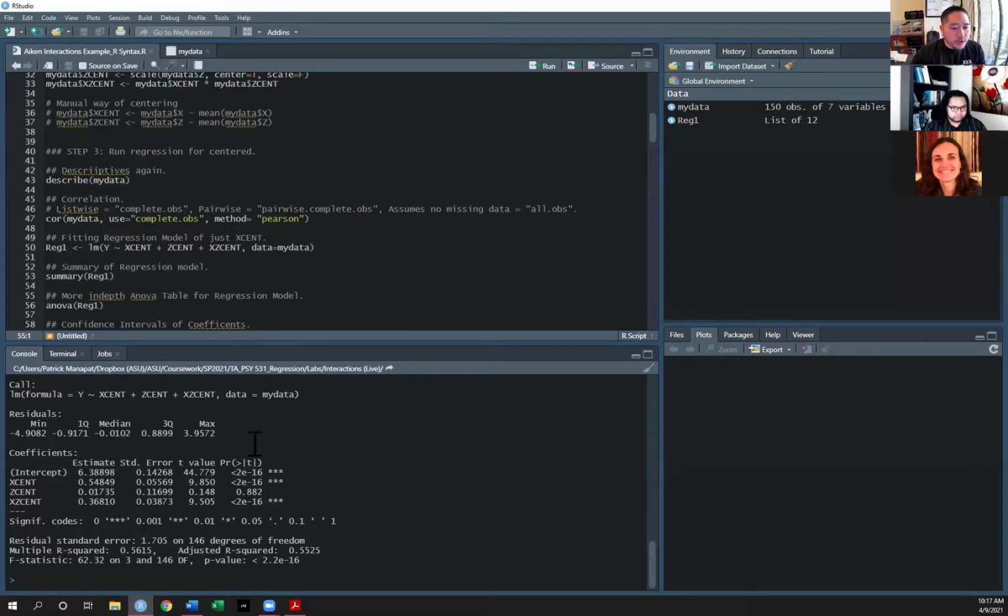Okay, the first thing we're going to do is collect our first simple regression equation. This is the slope of our first simple regression equation, and this is the intercept. This simple regression equation is at the mean of z-cent, or the mean of z, because we have centered our z variable.